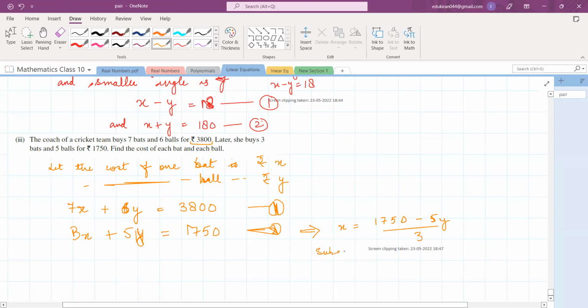Yes, ma'am. Now substituting this value in equation number 1. Okay. So let me substitute. 7 into x, which is 1750 minus 5y, divided by 3. Okay, and then plus 6y is equal to 3800. Right. Now start solving it.